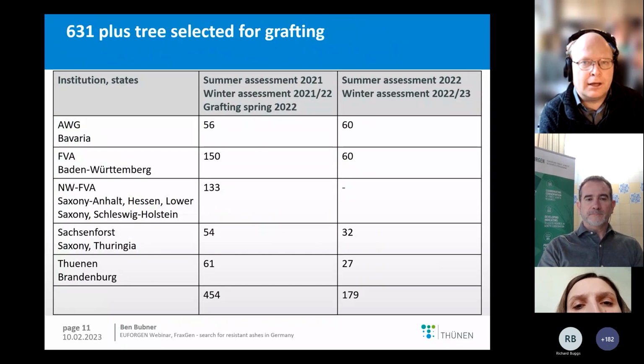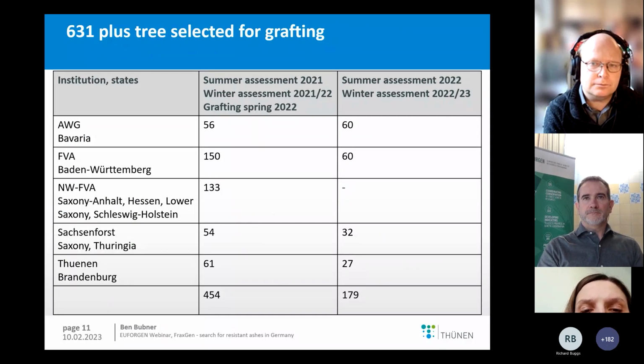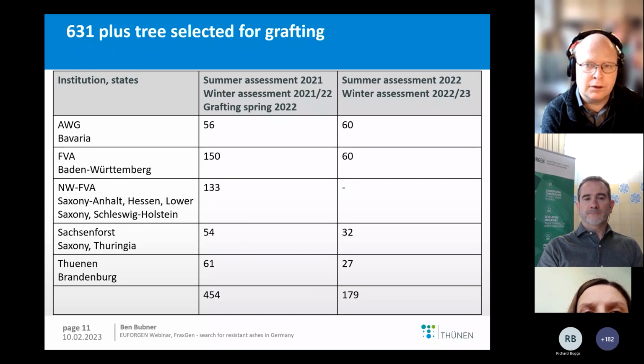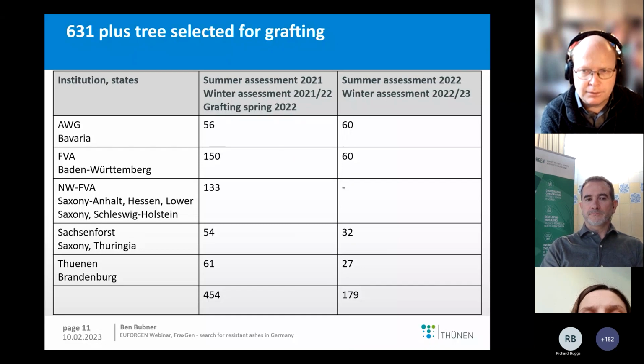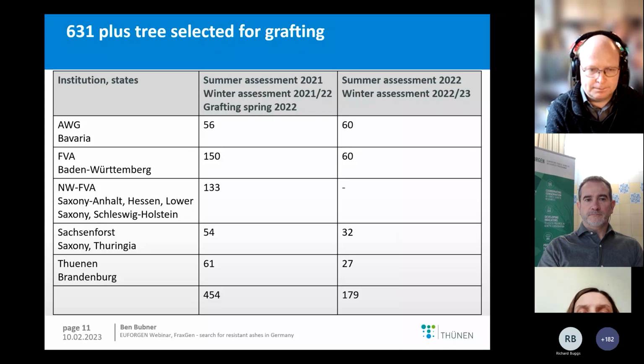At the moment, we have selected 631 plus trees. And here you see also the 5 institutions involved with it. The first round of assessment was in 2021 in summer, with a subsequent winter assessment, and we grafted the selected trees in 2022. And the second round of assessment is still going on, with grafting planned within the next weeks.